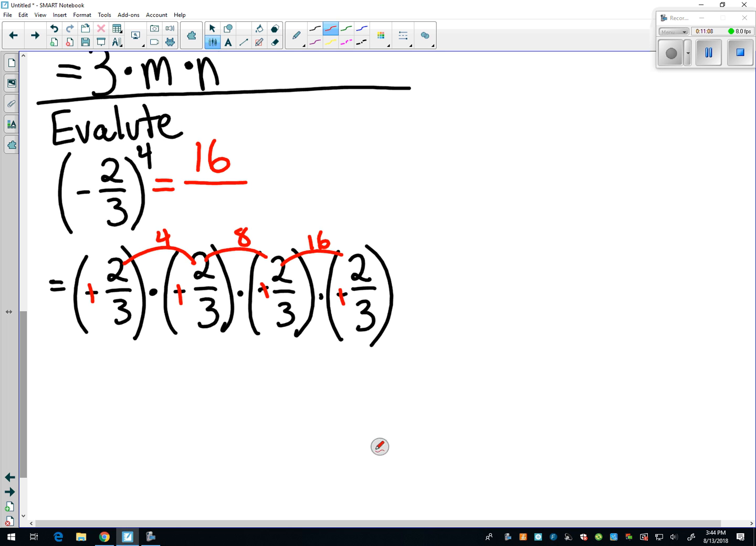And now I look at the 3's. I'm going to switch colors just to make sure this is easier to see. 3 times 3 is 9, times 3 is 27, times 3 is 81. So I get an answer of 16 over 81.